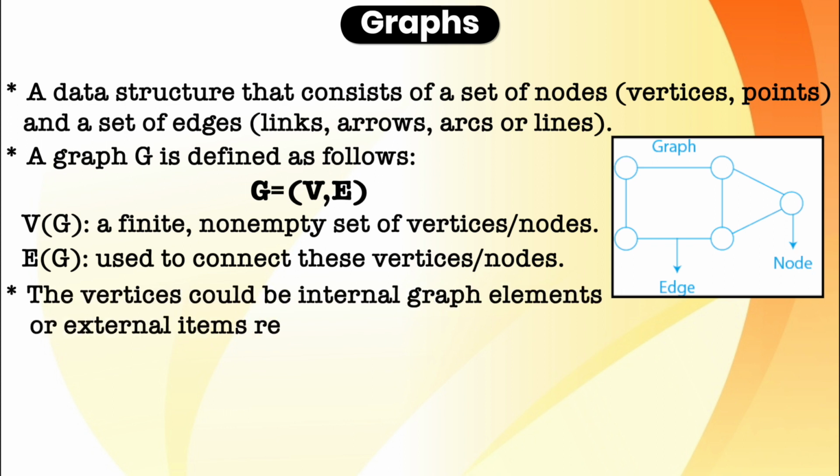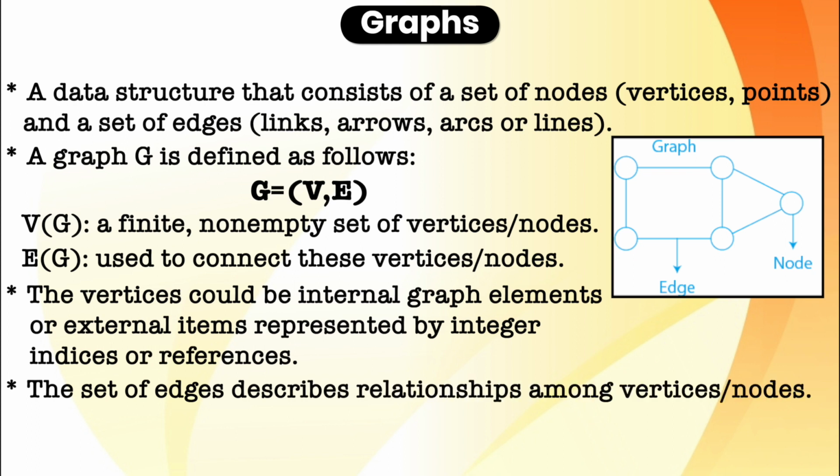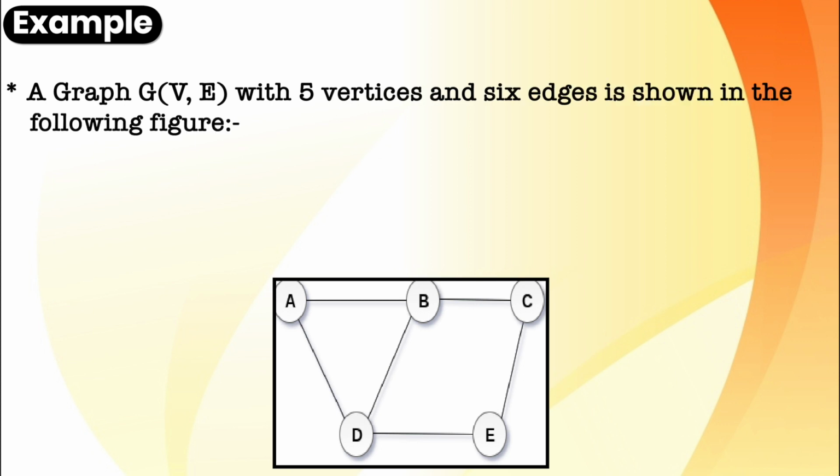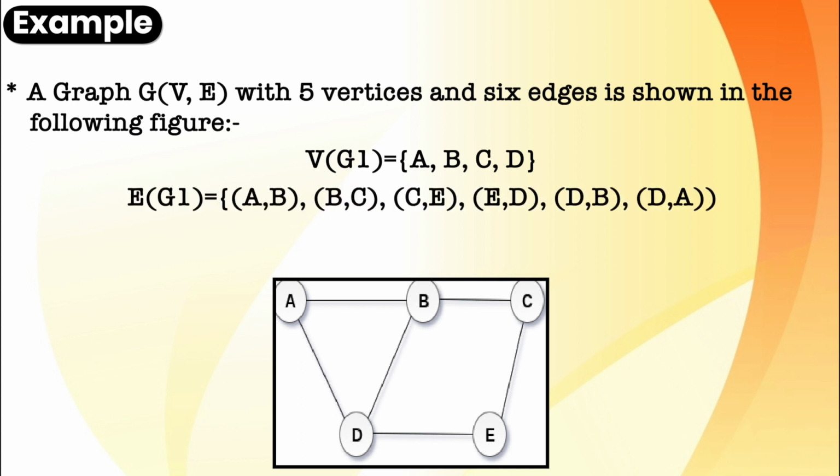The vertices could be internal graph elements or external items represented by integer indices or references. The set of edges describes the relationship among the vertices or nodes. A graph G with 5 vertices and 6 edges is shown in the figure. V(G1) is equal to {A, B, C, D, E}, the set of nodes. E, the set of edges of G1, will be equal to {AB, BC, CE, ED, DB and DA}.